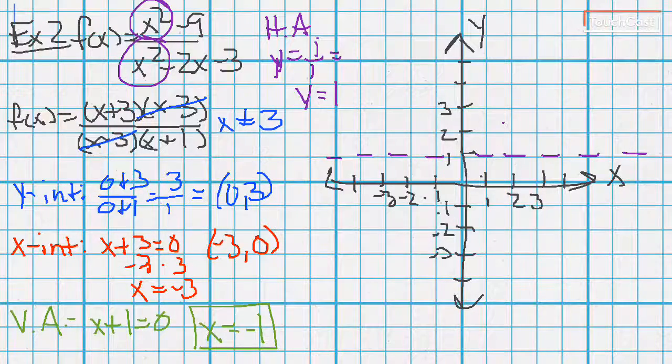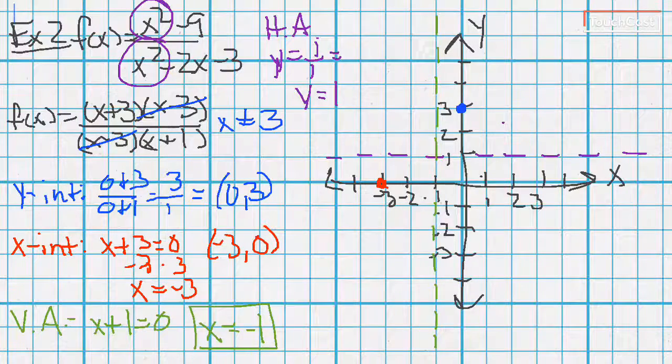We're also going to graph that vertical asymptote, which is x equals -1, so we're going to put a dashed line right there, and I'm doing mine in green. We also know a couple other pieces of information. We know that our y-intercept is at the point (0, 3), so we can go and put a point there. And we also know we have an x-intercept at (-3, 0), so we can put a point there.